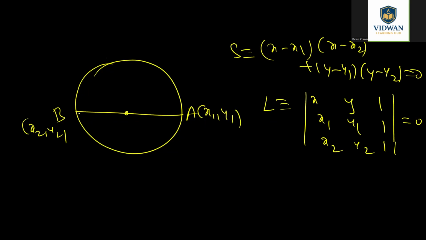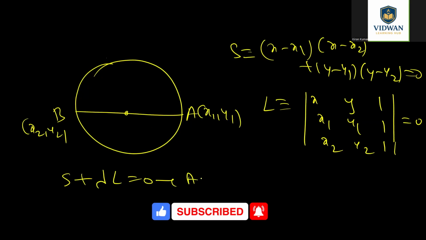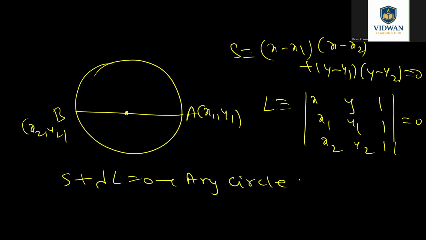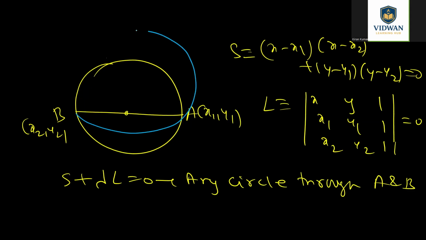Then for any circle through AB, what do you write? S plus lambda L equal to 0 is any circle through AB. When I say any circle through AB, how many values will lambda have? Infinite. For some value of lambda, it will give one of the circles. Among those infinitely many circles through AB, if it also has to pass through C, there is only one unique circle.